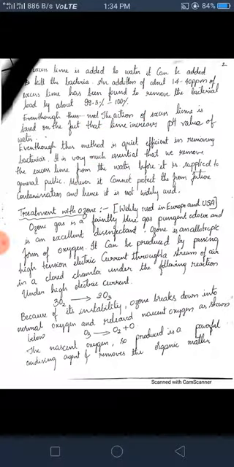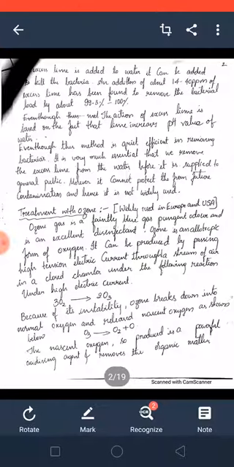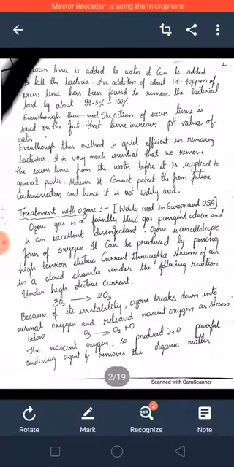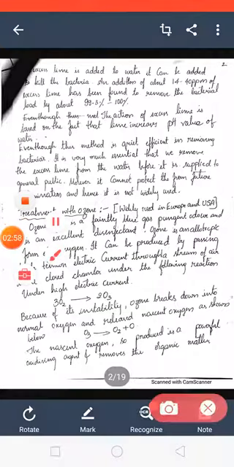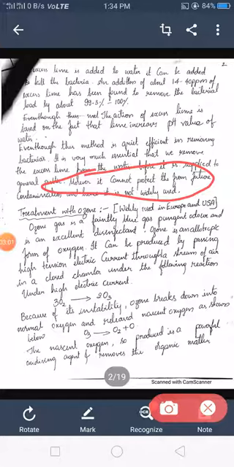Even though this method is quite efficient in removing bacteria, it is very essential that we remove the excess lime from the water. The main disadvantage of using this method is that it cannot protect from future contamination.